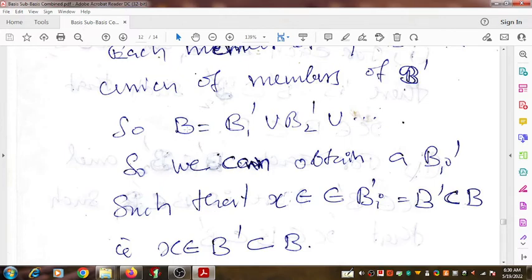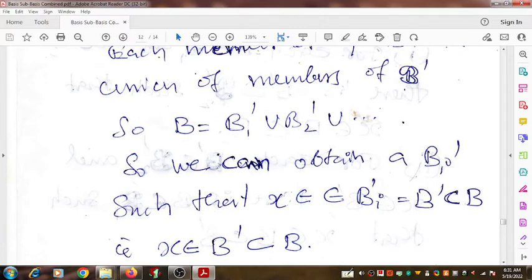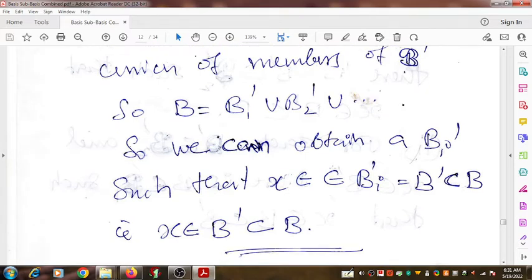Moreover, X is an element of B. We know that X is a member of B, and so X must be present on the right side also. Since X is present in the left side, X is present somewhere in this set. Therefore, there must exist at least one set in this union which contains that element X. So we can obtain a member of this union, taken as Bi prime, such that X is a member of Bi prime.